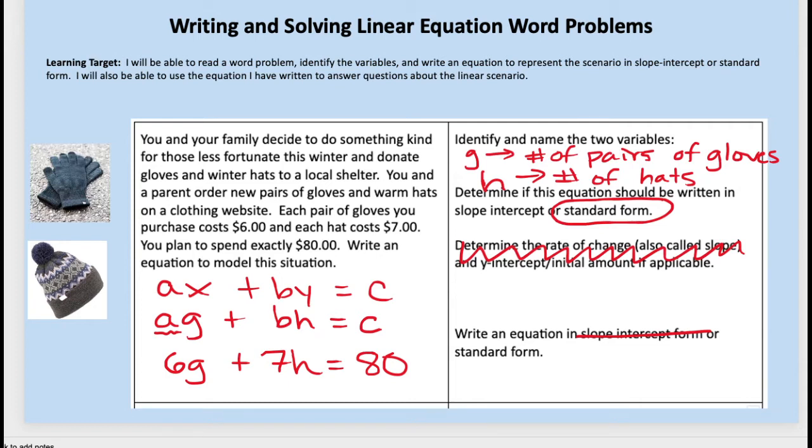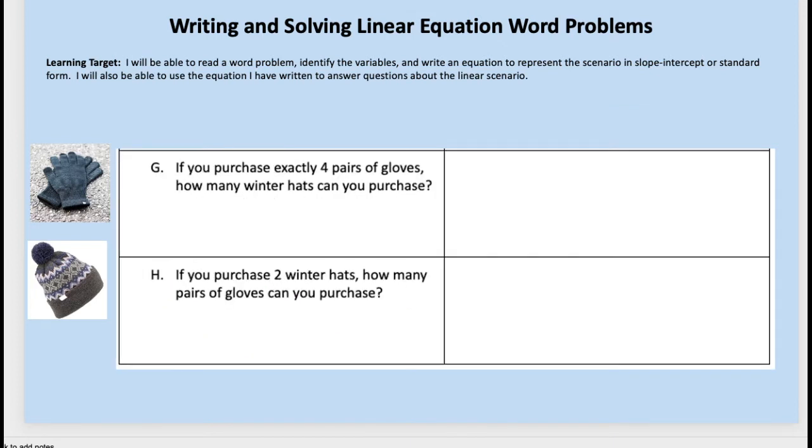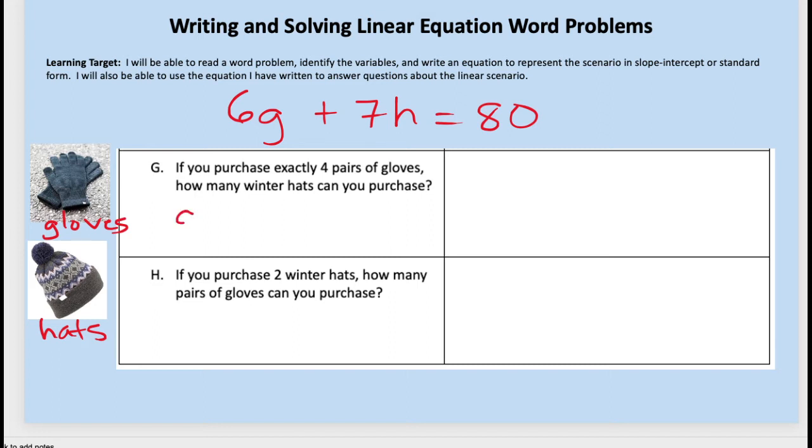Now let's answer a couple of questions about this scenario. I like to rewrite the equation at the top: 6G plus 7H equals $80, where G stands for gloves and H stands for hats. If you purchase exactly 4 pairs of gloves, so that tells us G is equal to 4, how many winter hats can you purchase?